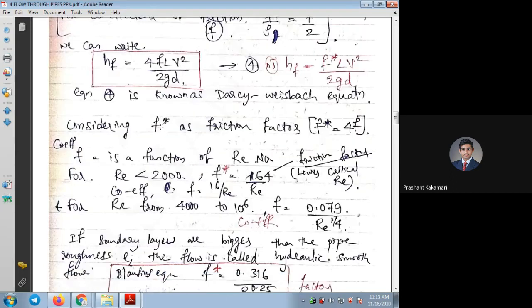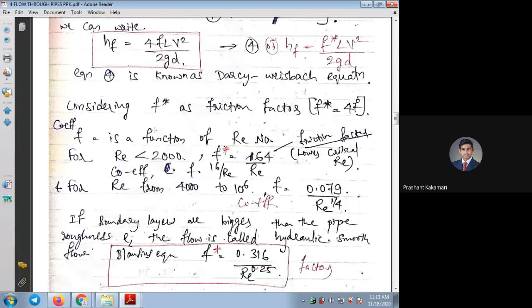Okay, so this is all about the Darcy-Weisbach equation. Now, coming back to the Reynolds number. So how to find the friction factor? This is also required from the Moody chart, the friction factor. The friction factor is always a function of the Reynolds number. So if you go by Reynolds number, for Reynolds number less than 2000 or 2300, the friction factor can be written as 64 by Re.